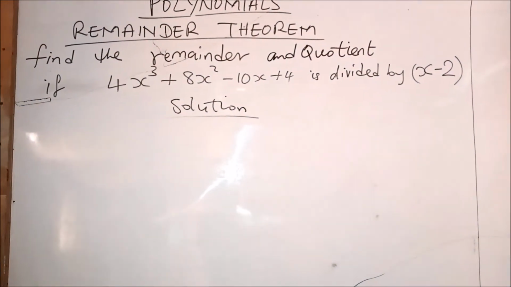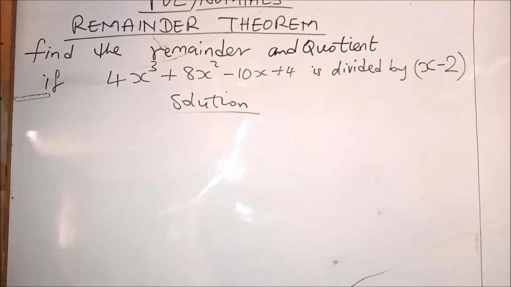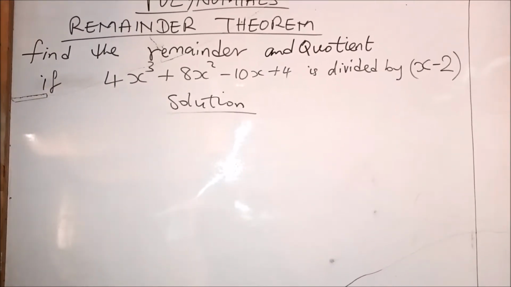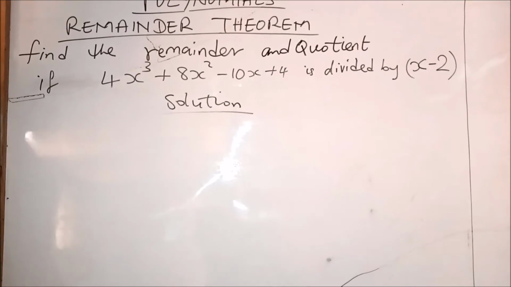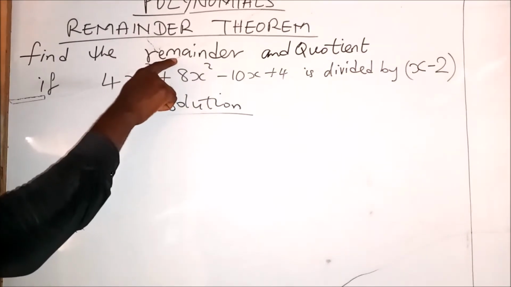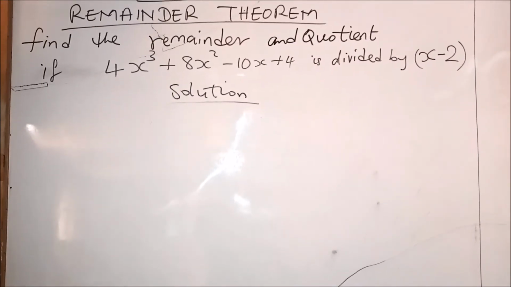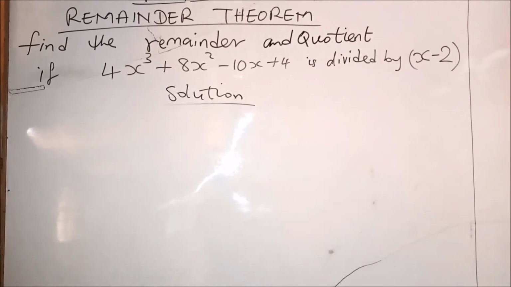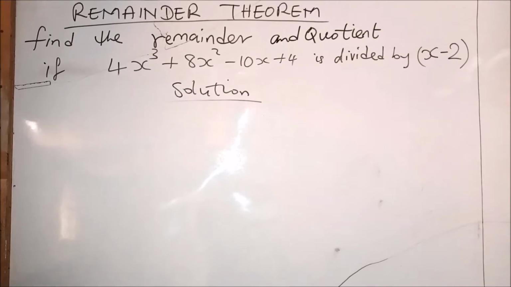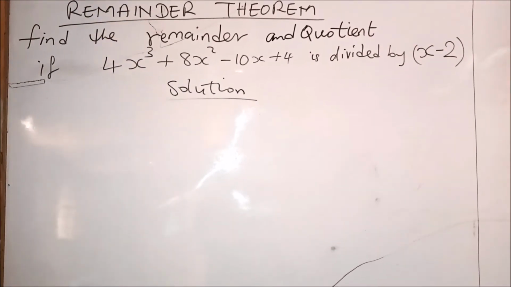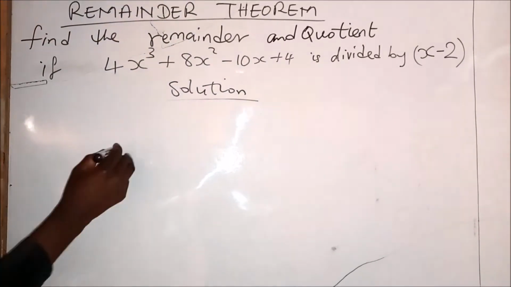Now, to get the remainder and quotient at the same time, we are going to use the long division method of solving the remainder theorem. If we are asked to get only the remainder, we can still get it without using the long division method. We're going to use another short way of doing that. But whenever the quotient is required, the long division must be used. Now, let's look at how to go about it.